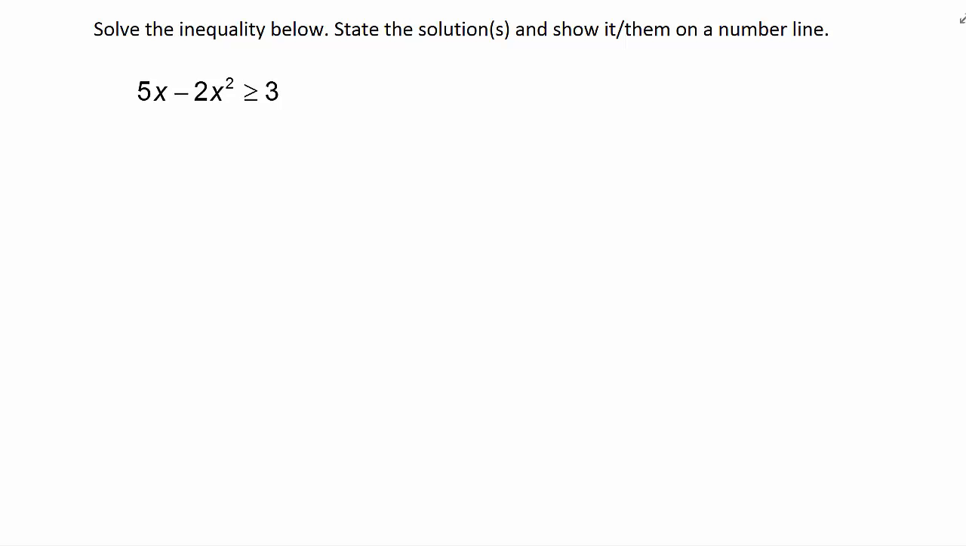Alright, now let's try one more. Solve this inequality and state the solution or solutions and show the solutions on the number line. So we've got 5x minus 2x squared greater than or equal to 3.